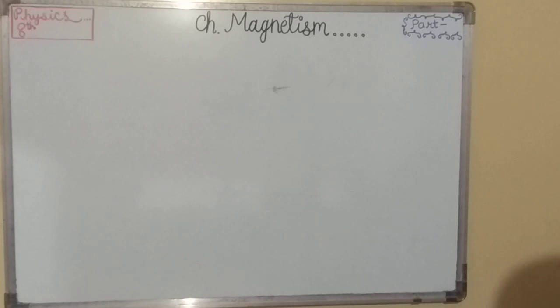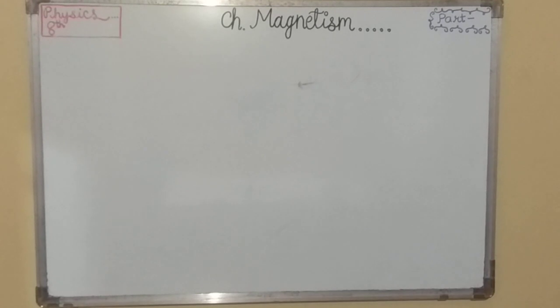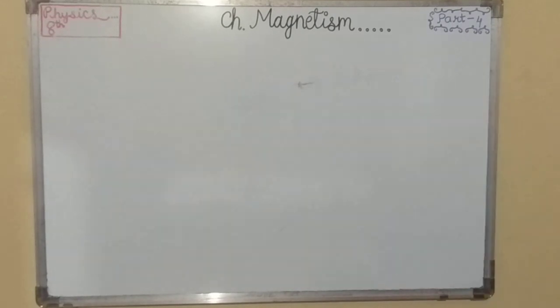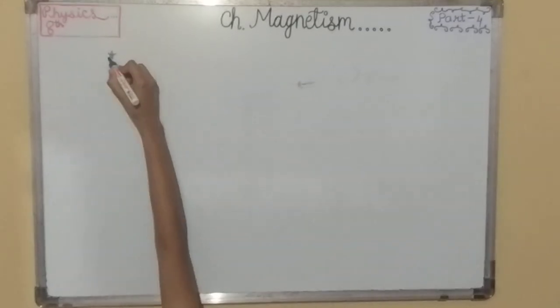Today we will learn Class 8 Physics chapter Magnetism, and this is our part 4. In this part we will start with types of magnets. The topic: types of magnets.